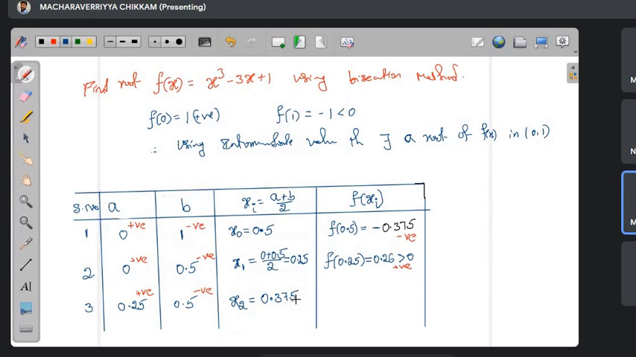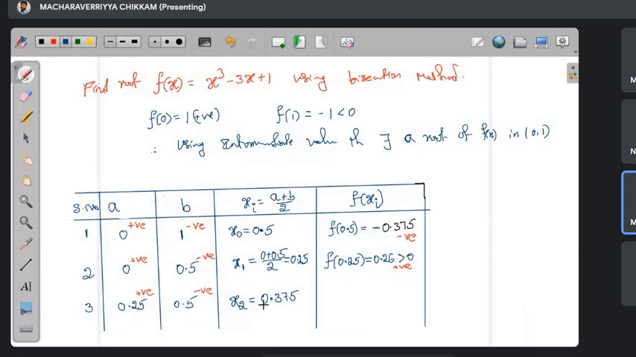I'm really getting a doubt. Is f of 0.5 0.375? Please confirm. Okay, if the answer is yes, fine.